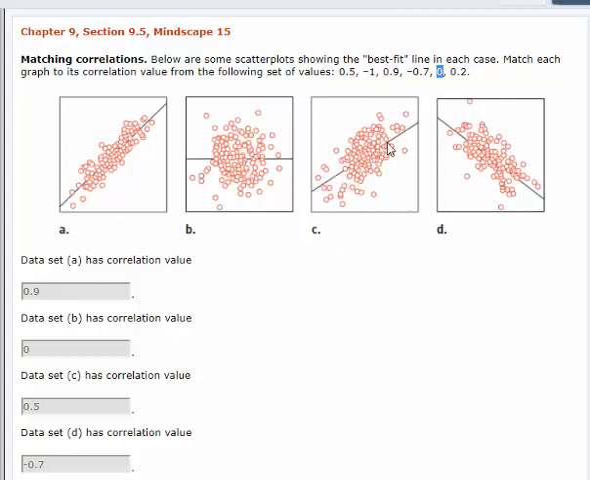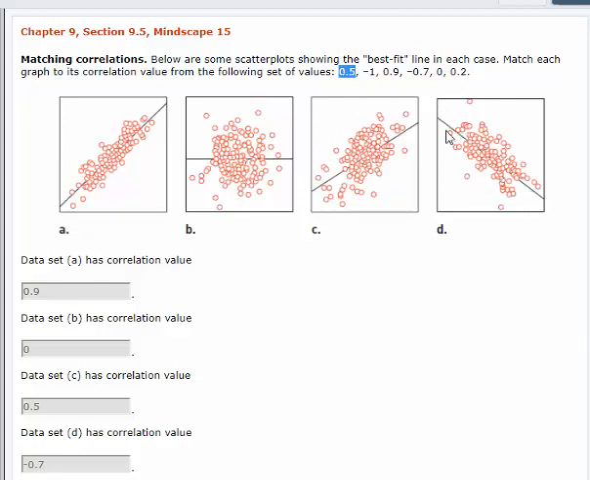This one right here is another positive one, but notice how it's going upward. You can definitely see the upward trend. Since we've already used 0.9, that means we have 0.5 and 0.2 left. With an R value of 0.2, the line would be closer to a flat line than a positive sloping line like this. So the correlation of this graph has to be 0.5.